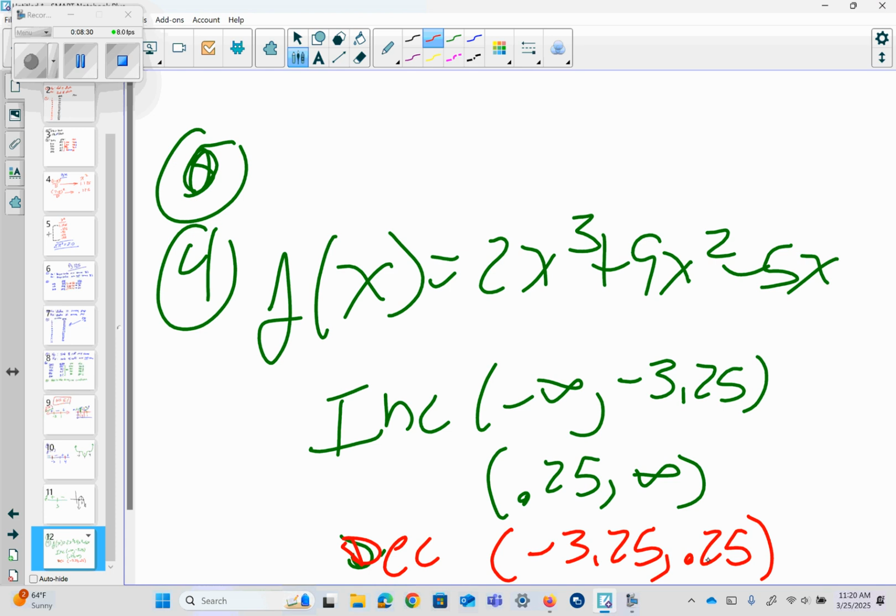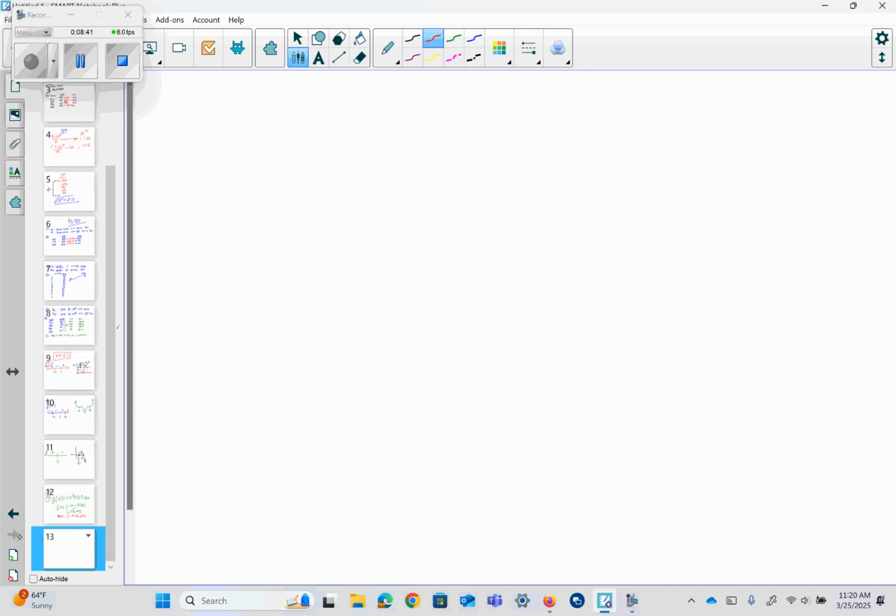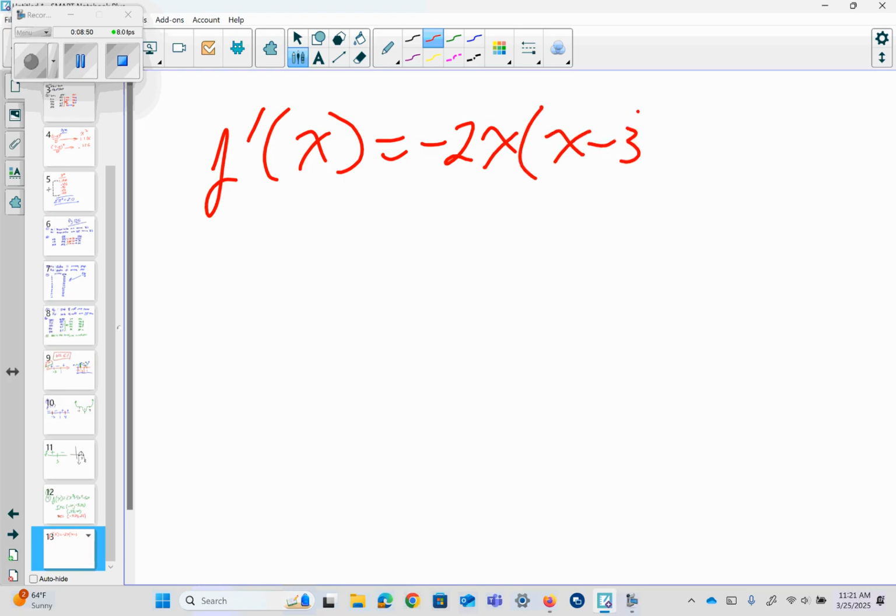And then number 5 says, graph the intervals where f of x is increasing or decreasing. But they gave us the derivative. And we haven't taught about antiderivatives yet. So they gave us this equation. Okay, so this is the derivative. This would have been a pretty nasty derivative to take. It looks like it's using the chain rule and the product rule all in one.